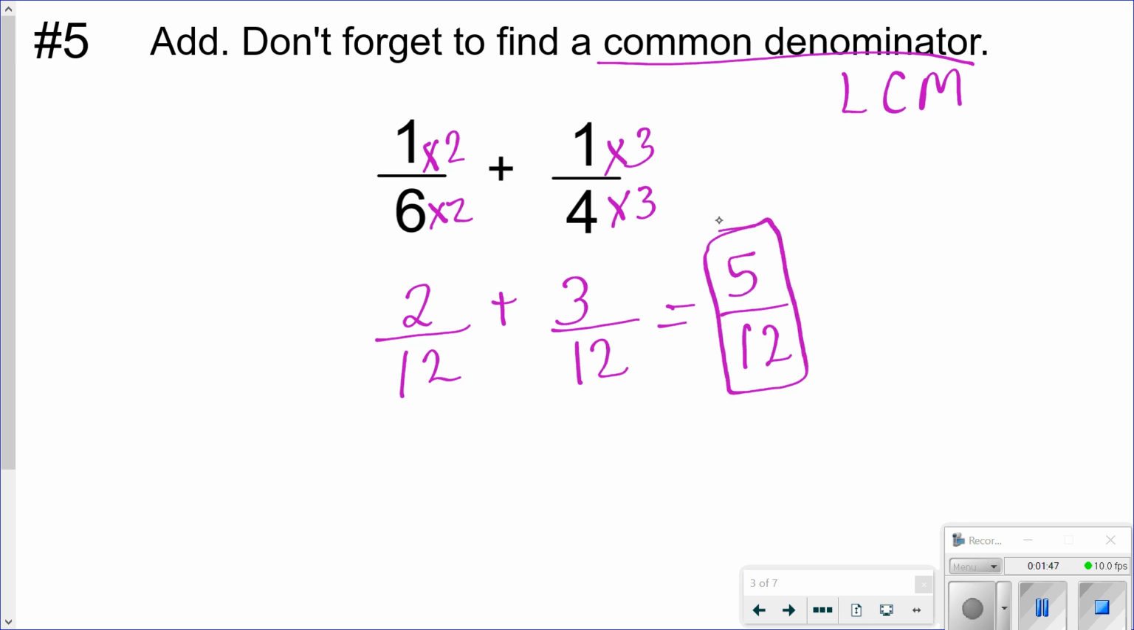Always check to see if you can reduce your fraction. If the top number can multiply or divide into the bottom, you'd have to reduce. 5 is a prime number, so the only way to reduce 5 is by dividing by 5. And that won't work for the 12.